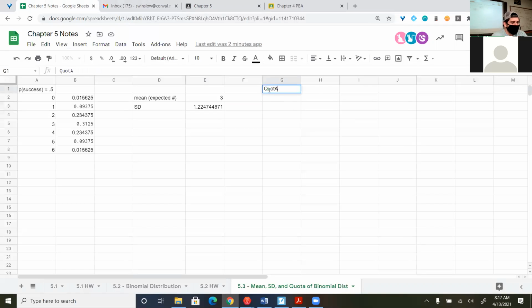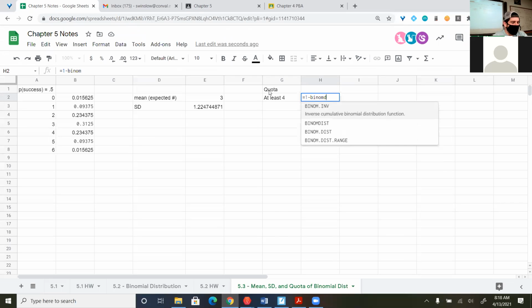So for the quota problem, if we want at least 4, so I'm going to do 1 minus because again, 4 or more is counting up. So I'm going to count down from 3. The binomial distribution, I'm going to start at 3. I need to plug in some number, which I'll do in a moment. There is a 50% chance, and I'm going to type in true because I want to add the 3, the 2, the 1, and the 0 together. And at this point, I now guess and check.